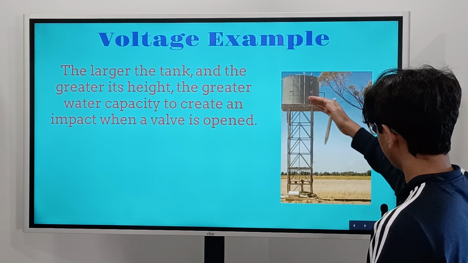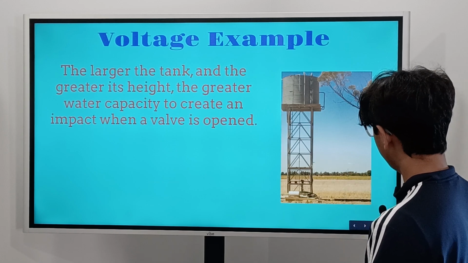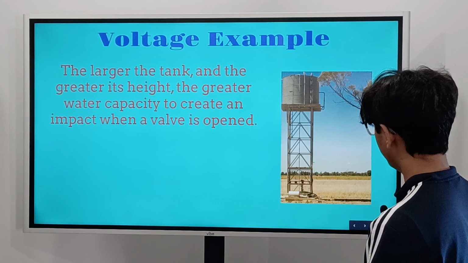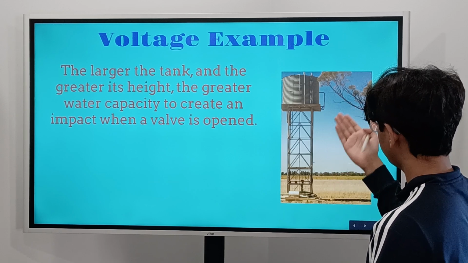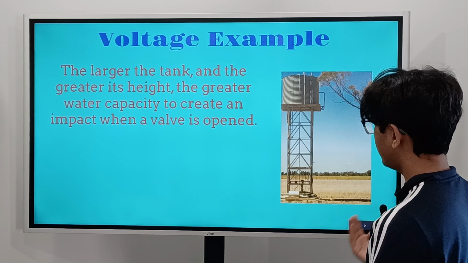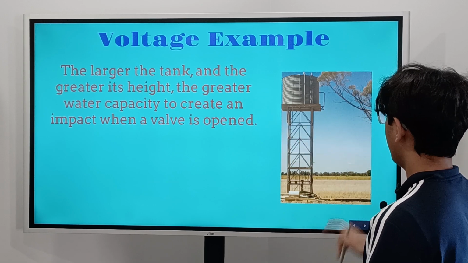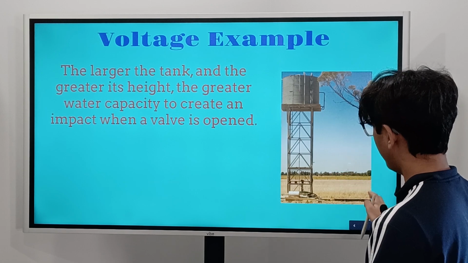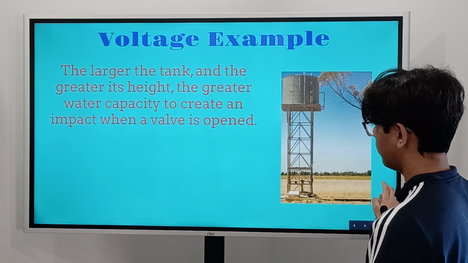And if we compare that to if we had this tank here, which was really low, then you could notice that the water wouldn't be moving as quickly. So what this is explaining is that the higher you put it, the more potential it has, which means more capacity to create an impact when it is open. And the same thing applies to a battery. One side will be greater than the other, so that will push more of the electrons to flow.